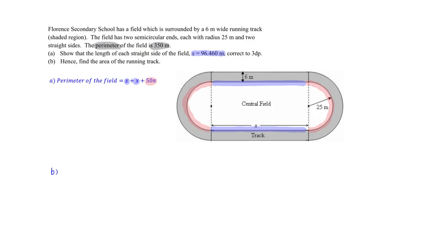So I do a quick rough working at the side. Pi times the diameter, or pi times the radius times 2, is equal to 50 pi. From here we can continue to solve, because the perimeter is 350. x plus x is 2x, so I'm going to zoom in now.